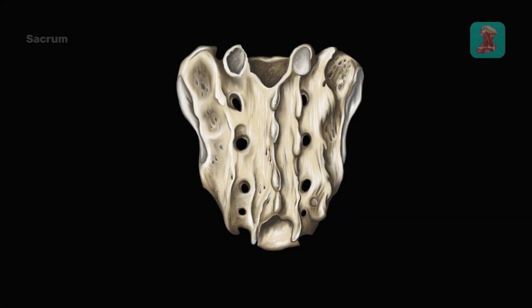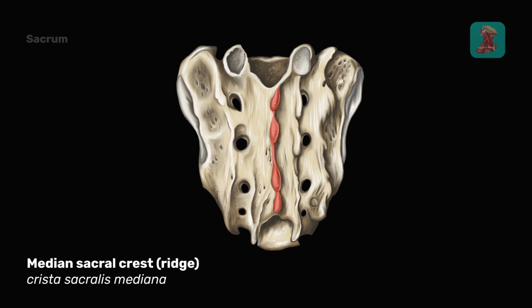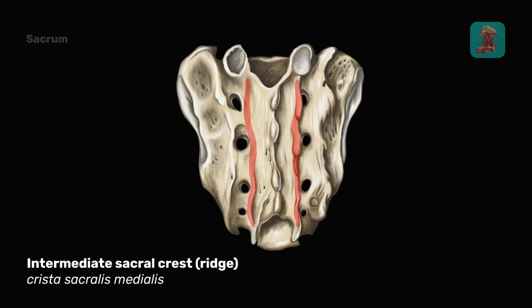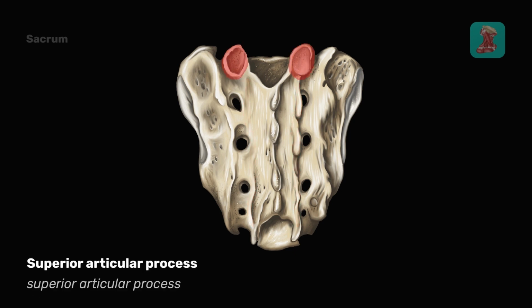In the middle is the unpaired medial sacral ridge. It results from the fusion of the spinous processes of the vertebrae. Next is the paired intermediate sacral crest, a consequence of the fusion of the articular processes. We can infer this from the superior articular process, which is necessary for articulation with the 5th lumbar vertebra.